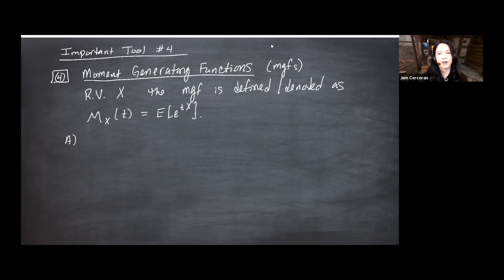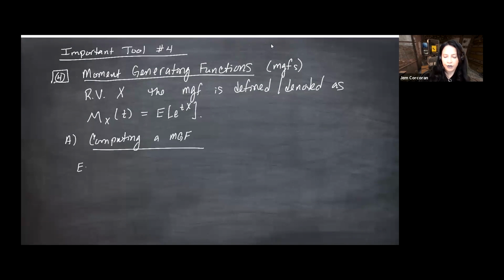So I have 3 parts here, A, B, and C. And B is going to be about moments and what are moments and why does this generate moments. But A is just going to be computing a moment generating function. I know you don't realize why you care about them at this point, but let's just compute one and then I'll try to convince you that you care. So I'm going to compute the moment generating function for the Poisson distribution with parameter lambda.